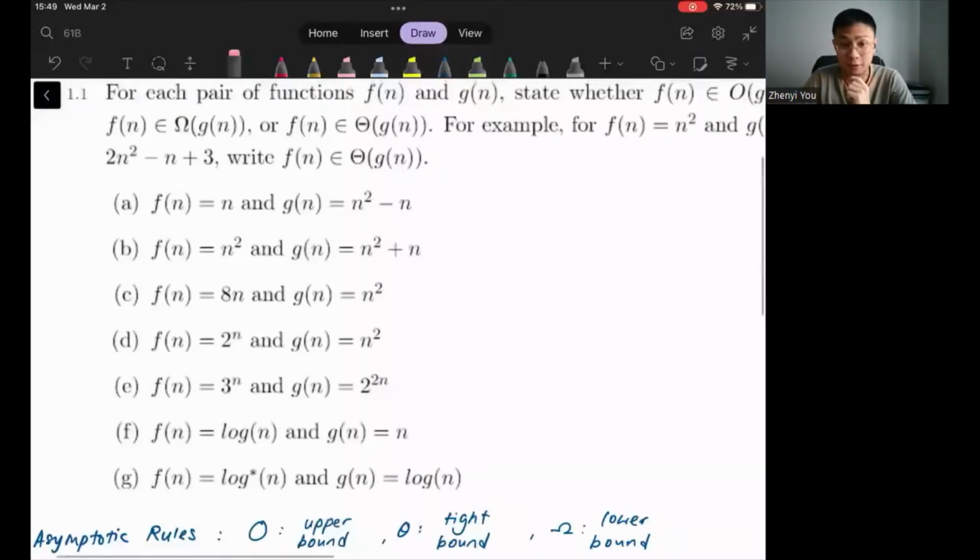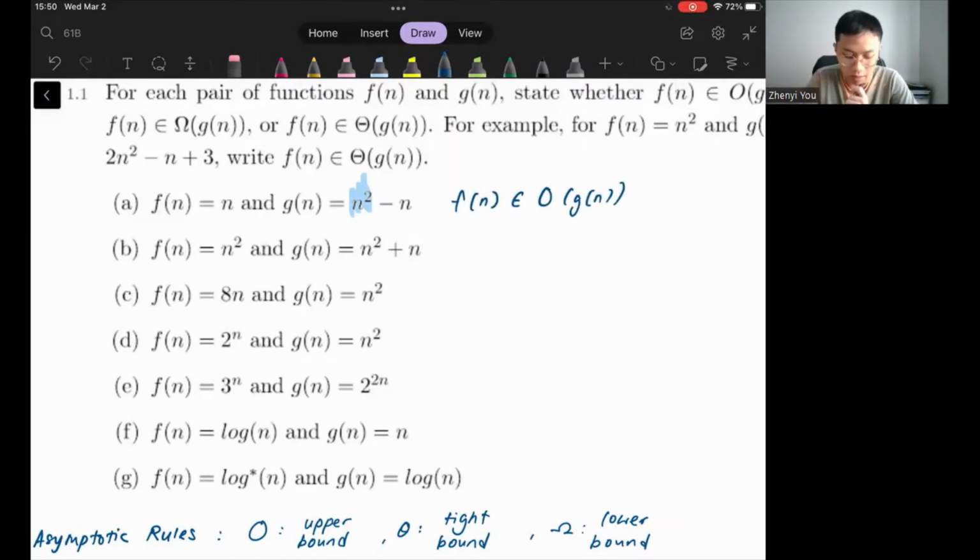Okay, so now let's go into the question. For 1a, we see that in g of n, the highest order term is the quadratic term. So we can ignore the negative linear term. And when we compare the linear term of f of n and the quadratic term of g of n, we see that the linear term grows much slower than a quadratic term. This means that f of n can be big O bounded by g of n.